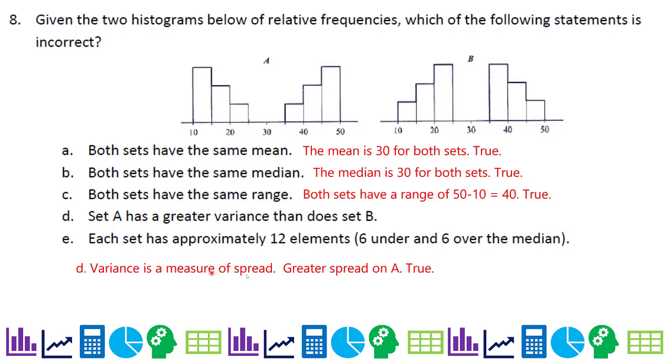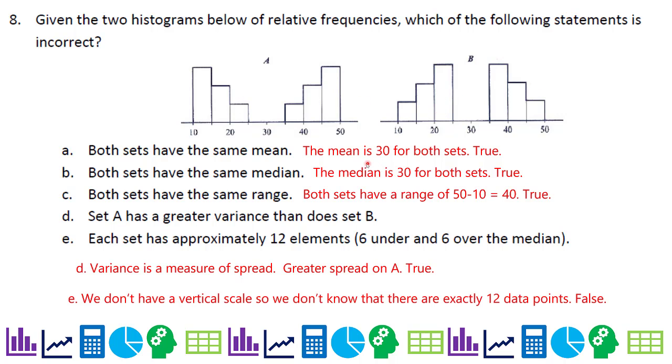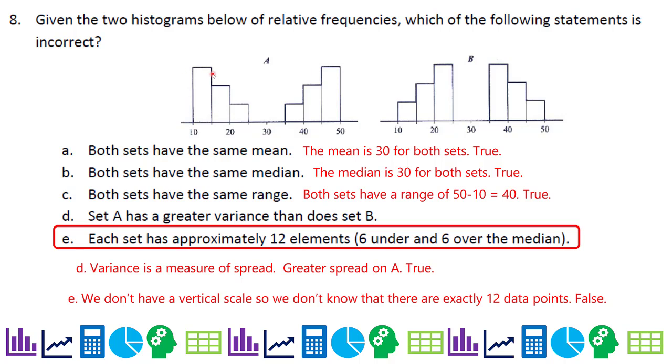Then it says set A has a greater variance than set B. Well, variance is a measure of spread. It's just standard deviation squared. So definitely more spread here than there is here. So that's true. So we don't have a vertical scale, so we don't know that there are exactly 12 data points. It's E that is false. So E is the incorrect statement. Always pay attention if they're asking for incorrect or correct. Very helpful to mark your truths and your false as you go along.